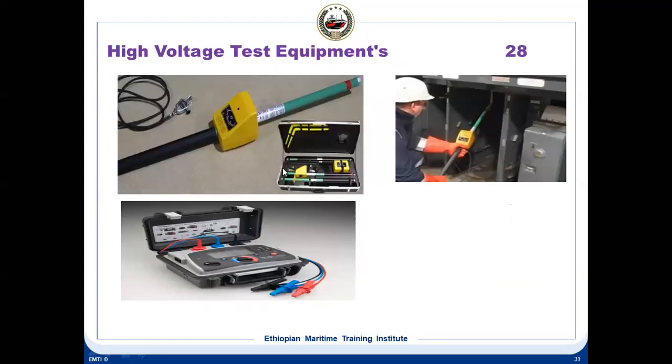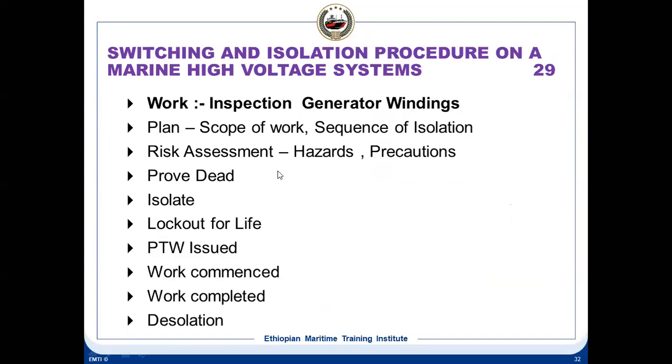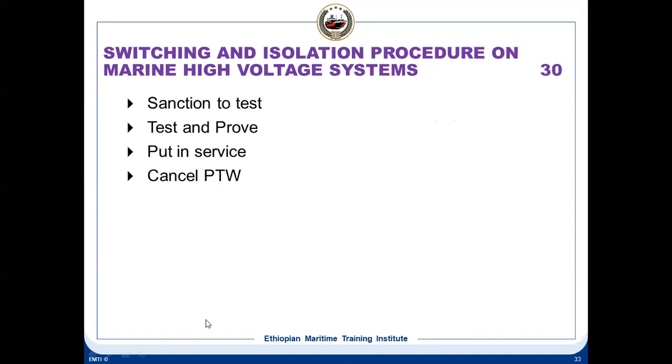Various test equipment, high voltage test equipment, you have seen. And then what is the switching and isolation procedure from the beginning? An example is inspection of generator windings from starting onwards. Plan, then make the risk assessment, prove that, isolate, lockout, PTW, work commence, work completed, de-isolation, sanction to test, test to prove, put in service, cancel permit to work.